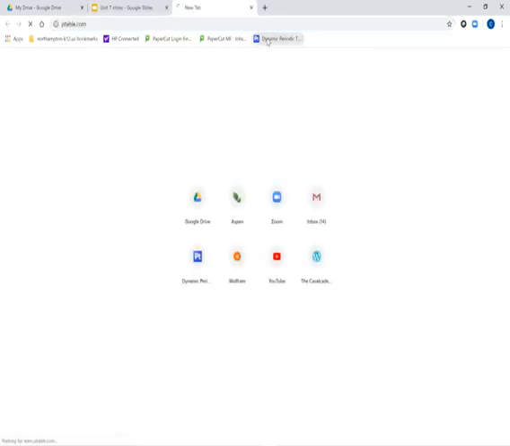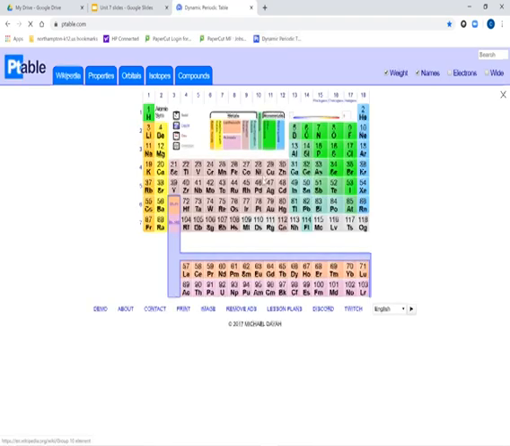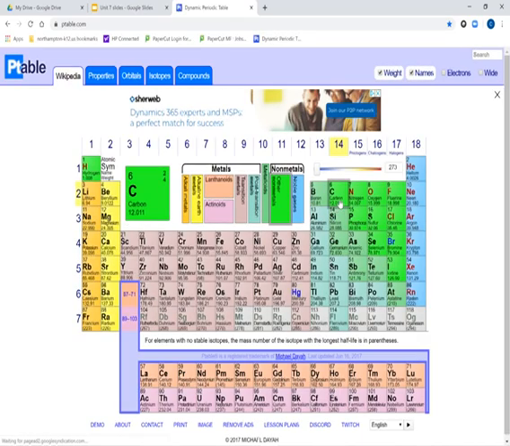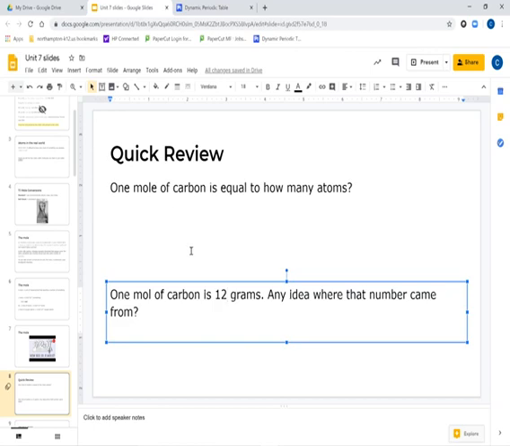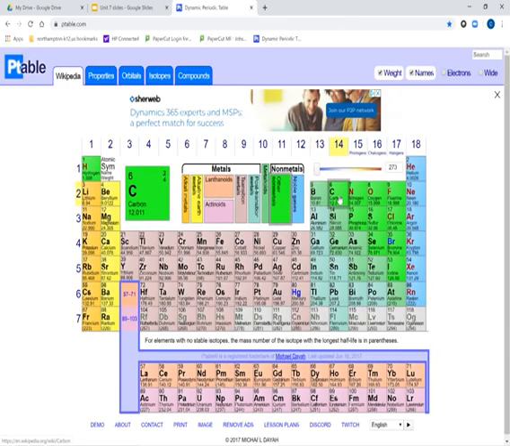If you look on the periodic table, and I'm sure some of you are already there, the mass of carbon is 12.011. And I should probably change this. Okay, I'm going to put 12.011 grams because it is exact. We define 1 mole of carbon as 12.011 grams. That comes from the periodic table.